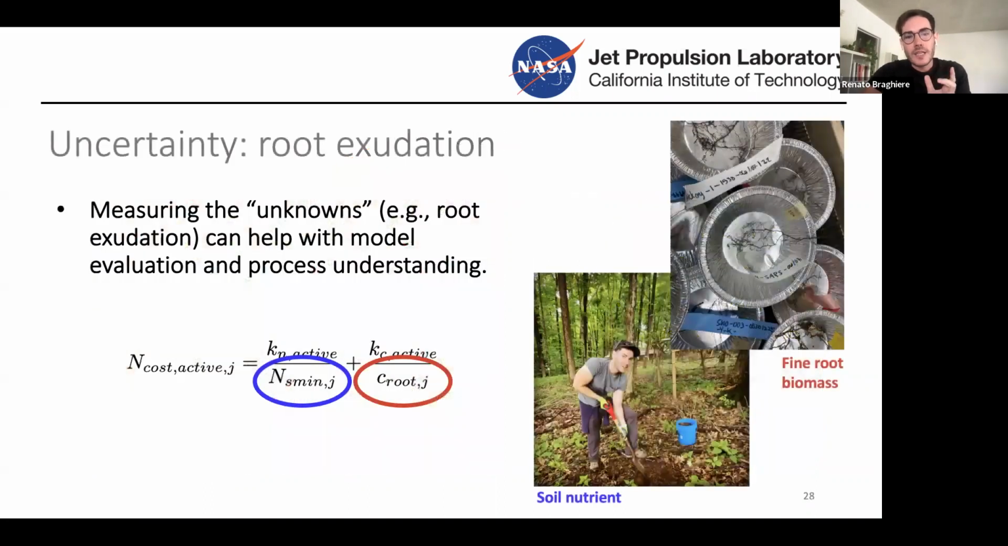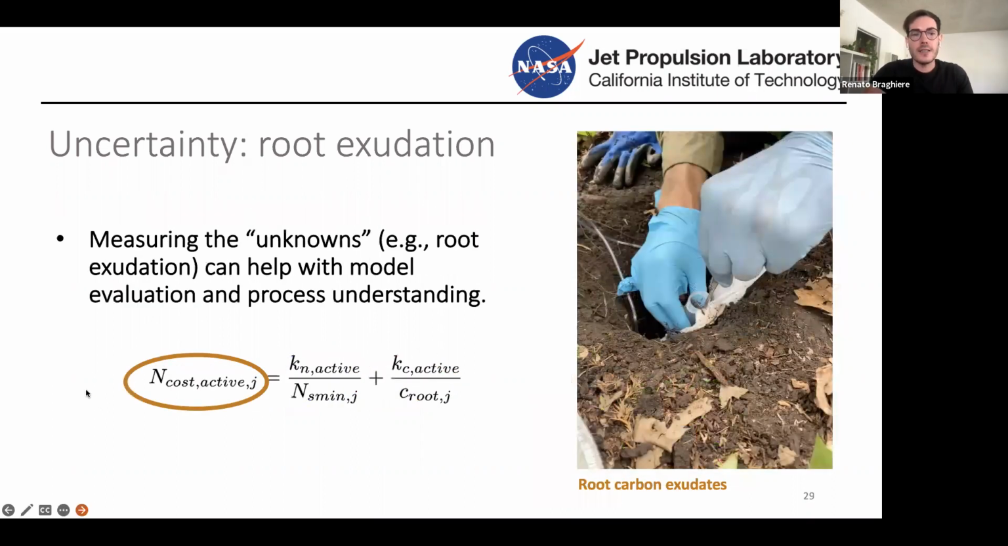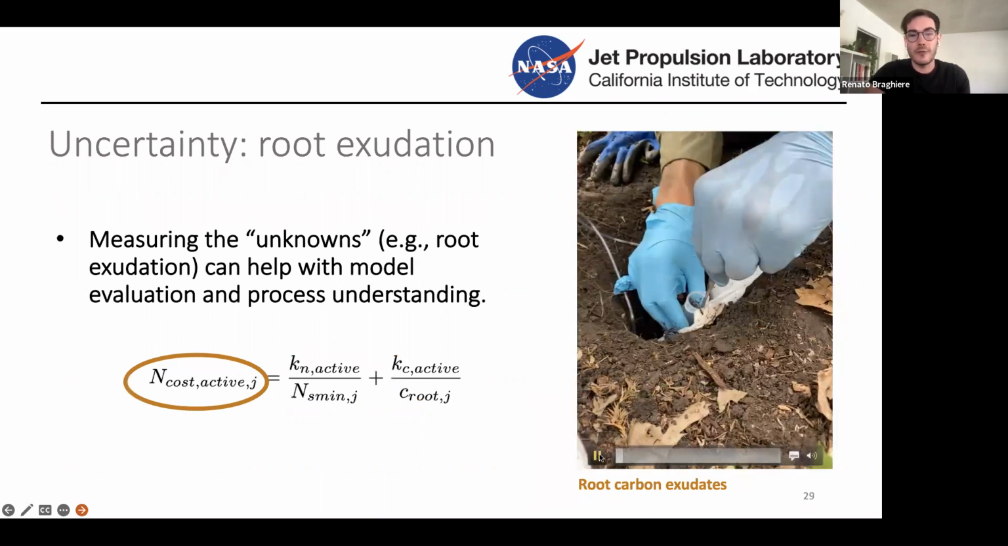And so this is how the FUN model works. We can measure root biomass. We can dig roots, cut the roots, dry them up, and weigh them. We can get that. And we can also get soil nutrient. We can dig a hole and measure how much nutrient is available in the soil. And that's how we calculate here the cost associated with that uptake pathway. But can we actually now measure the cost? And actually, yes, we can do that.